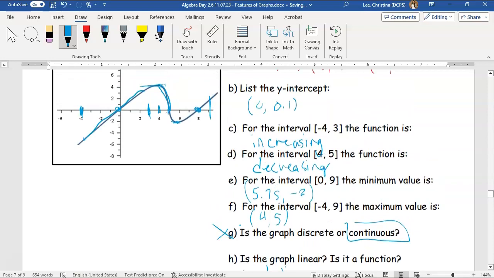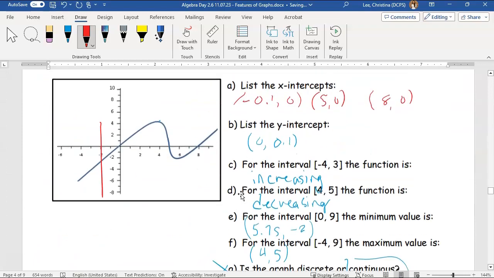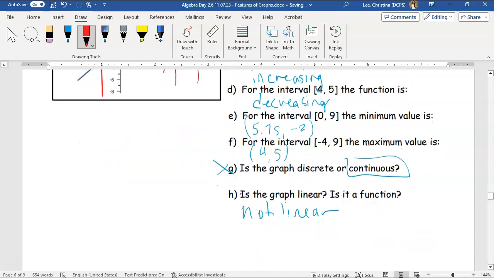Is it a function? So if we were to do the vertical line test and draw a vertical line through any given point, it's not going to intersect more than once. Even here, it's only going to intersect one time. So yes, it is a function.